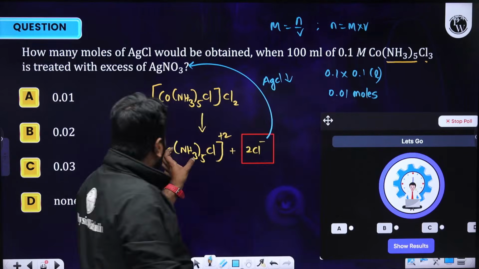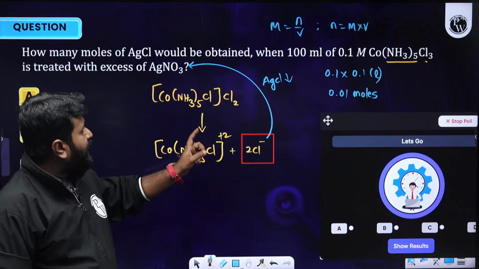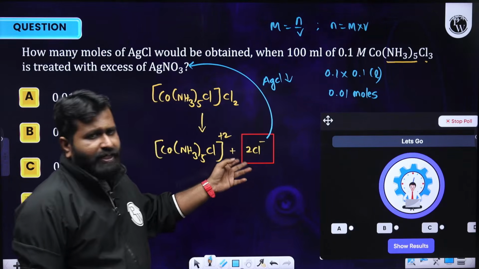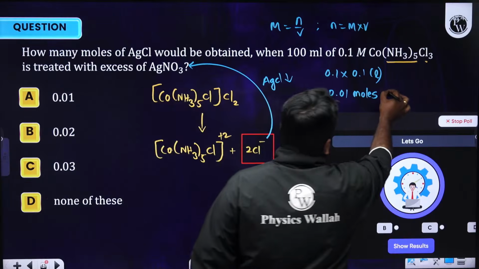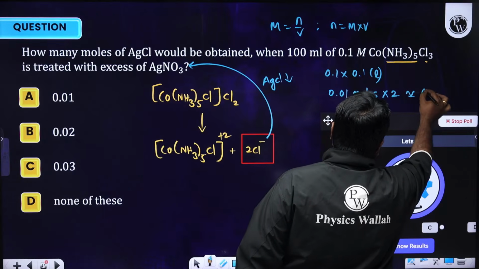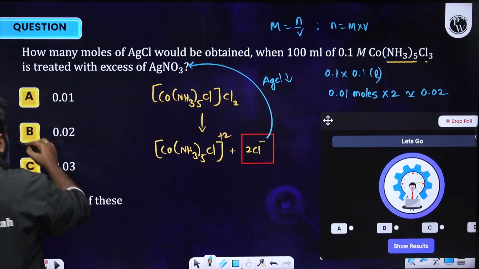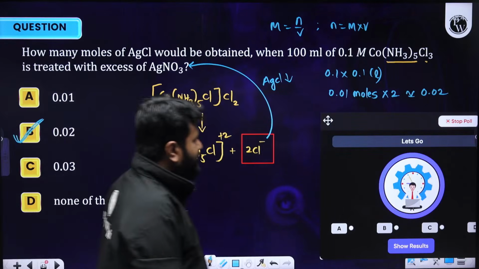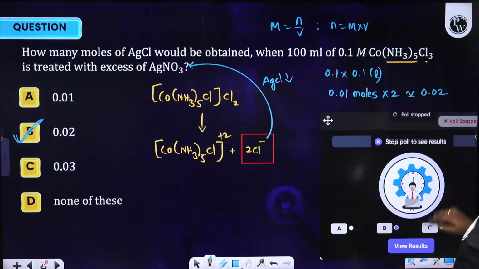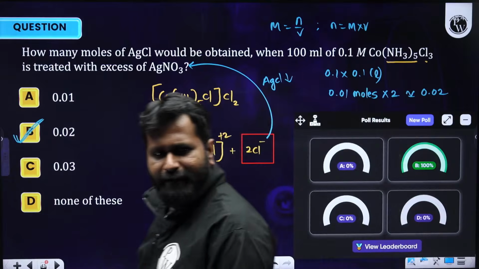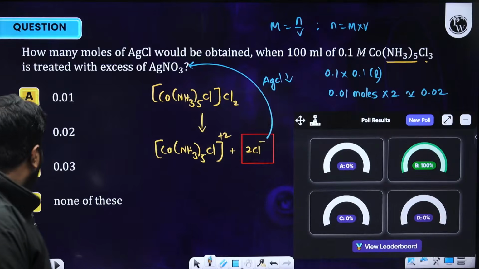If I take 0.01 mole of this, now think carefully, how many moles of Cl- are we having? 2 moles of Cl-. So automatically into 2, how many moles of AgCl will we get? 0.02 moles of AgCl we will get. Option B is the right answer. Is it clear? Very simple question. Next question.